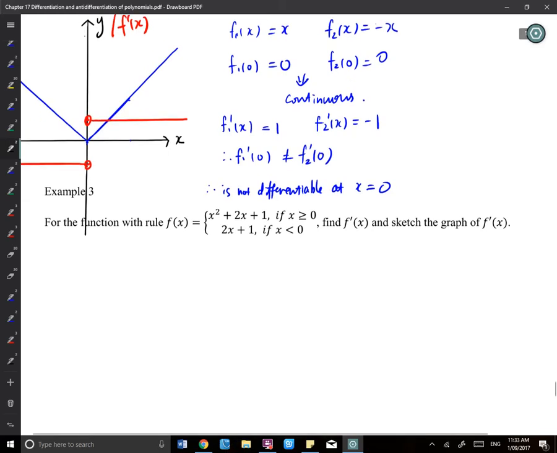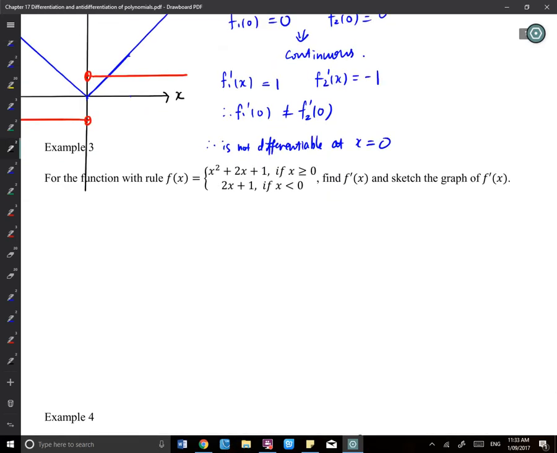Let's have a look at question number 3. For the function with this rule, x greater than 0 equals to 0, or that rule for less than 0, find f dash x and sketch the graph of f dash x. First of all, which point do you think might be a problem? 0. It's the connection point, the only connection point. So 0 might be the problem point.